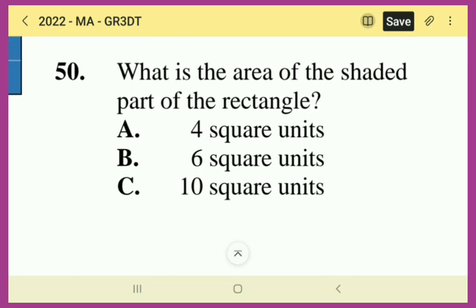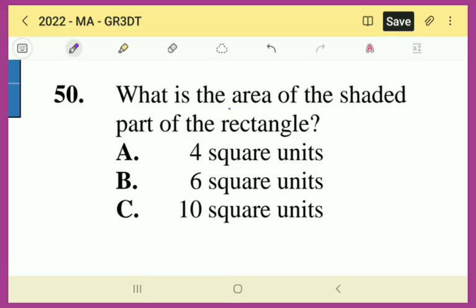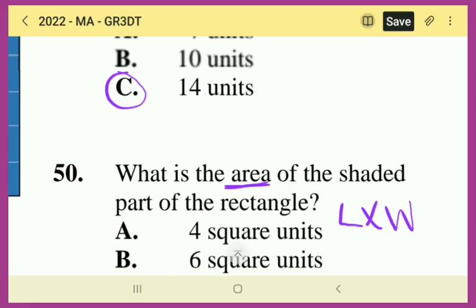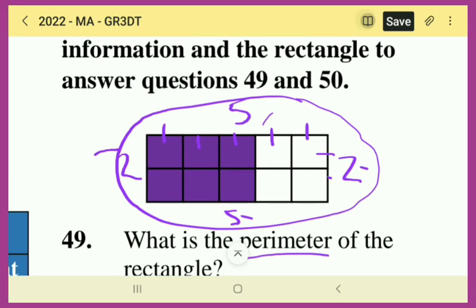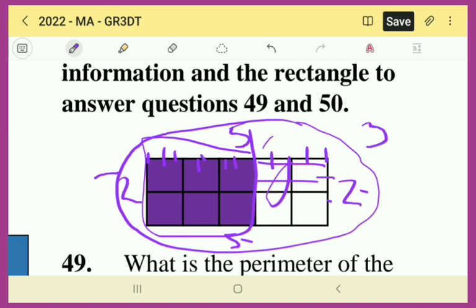Let's look at 50. What is the area of the shaded part of the rectangle? No, not perimeter anymore, but area. So for area, you're not finding the distance around the shape. You're doing the length by the width. So your length times width, multiplying, all right? So if from here to here is 5, and these are not in it because it says a shaded area, we're really working with this part. So from here we have 1, 2, 3, which becomes 3 times 2, which is also the same as 2 times 3.